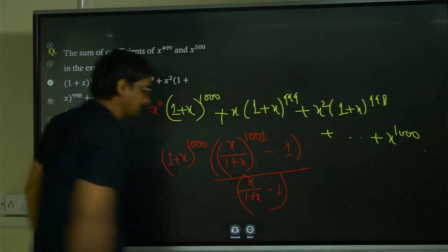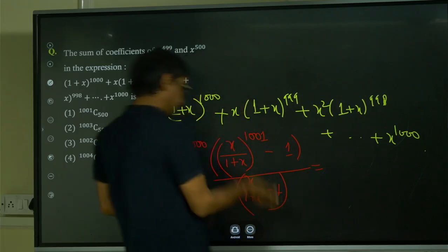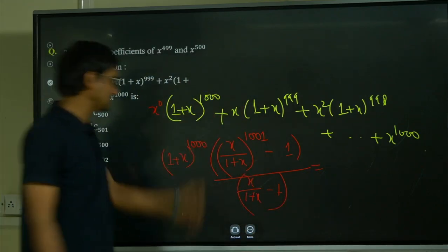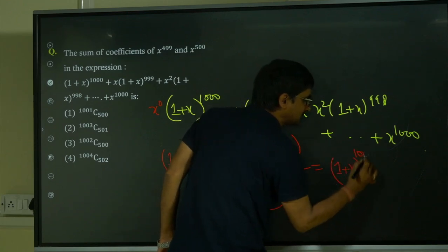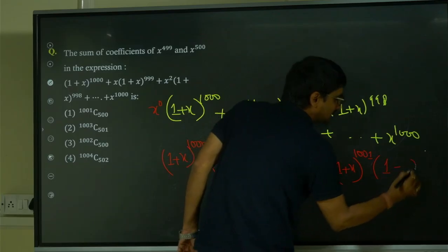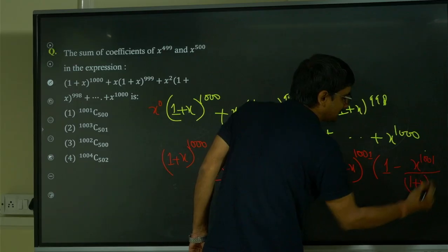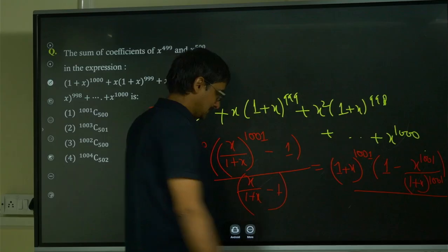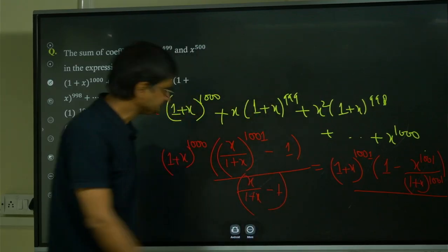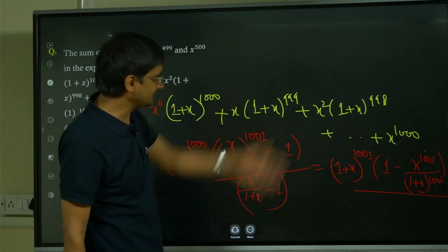Now what does that give us? That gives us minus 1 in the denominator. So I can write it by taking the LCM, with 1 plus x going from the denominator to the numerator. So we get 1 plus x raised to the power 1001 minus x raised to the power 1001 over 1 minus... upon nothing is left. x gets cancelled, minus 1 and we are okay.